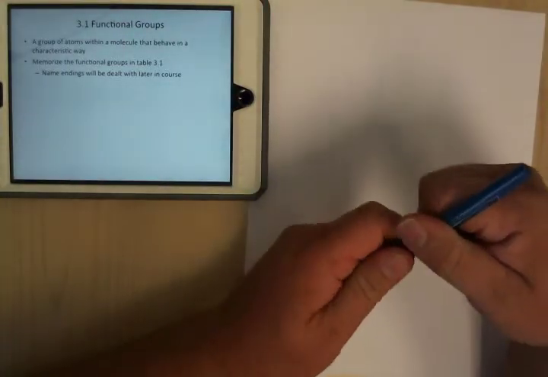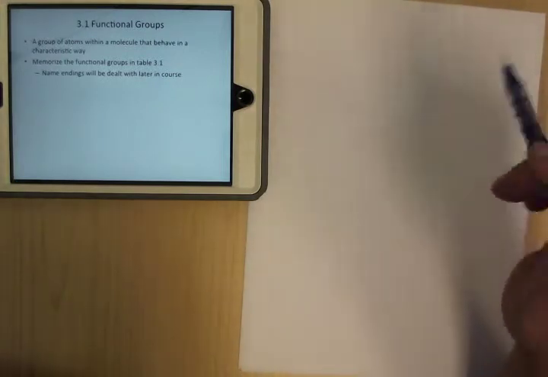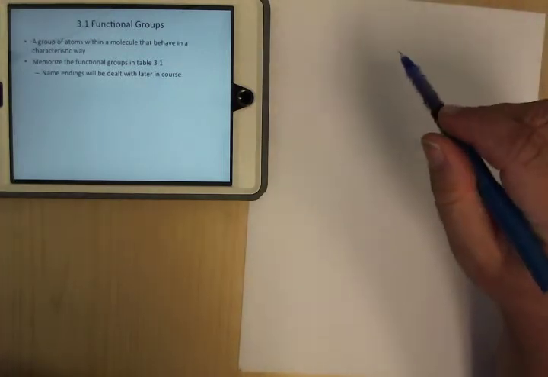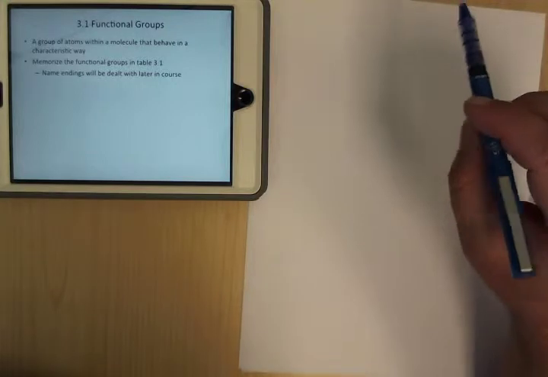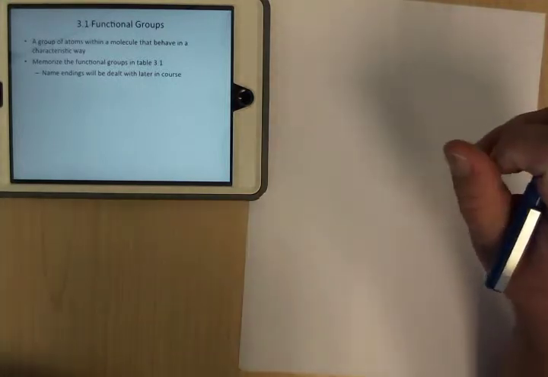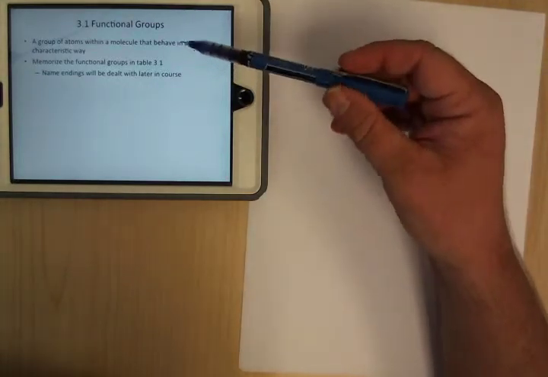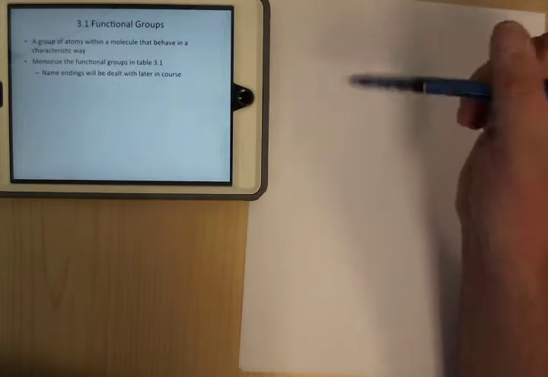Okay, now we're on to chapter 3. Now we're going to be talking more about organic molecules. One of the things you're going to need to do is we're talking about what are called functional groups. That's where a lot of the chemistry is going to happen throughout the rest of this course. There is a table 3.1 with that. That is a chart you're going to need to know.